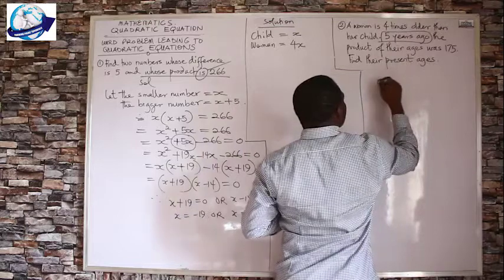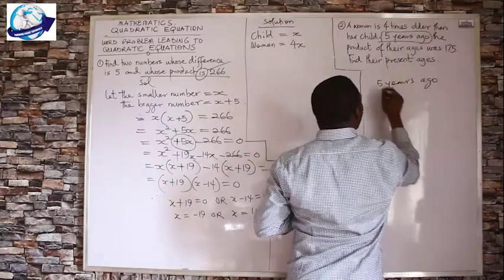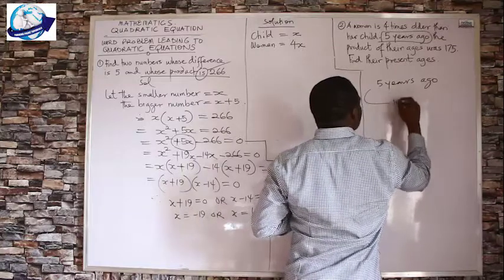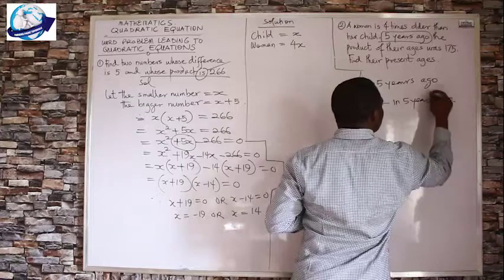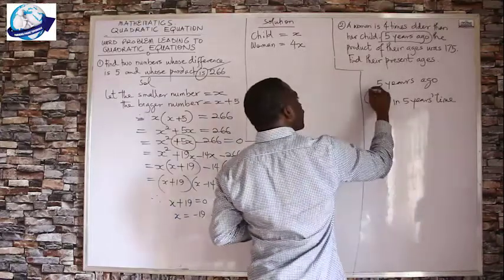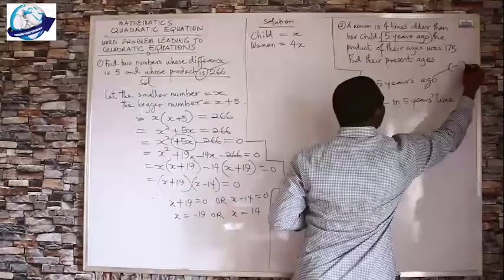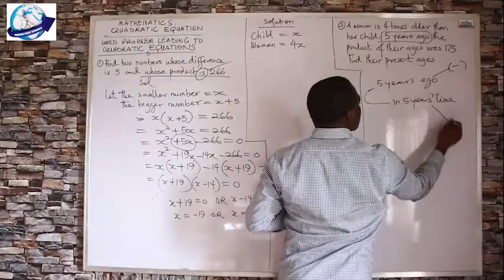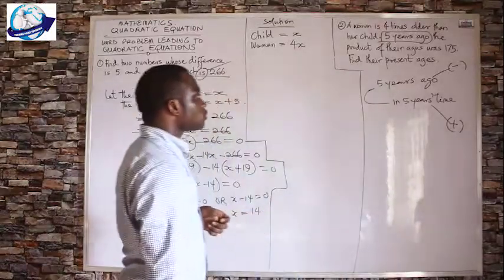Then 5 years ago, this is a statement that you should always recognize. It can take a different shape in the exam. 5 years ago can come in as in 5 years time. These are two different things that you must understand. When they say 5 years ago, in the exam, you begin to apply the minus sign because it's the past. In 5 years time, in the exam, you apply the plus sign because it's the future. Please understand that, very important.